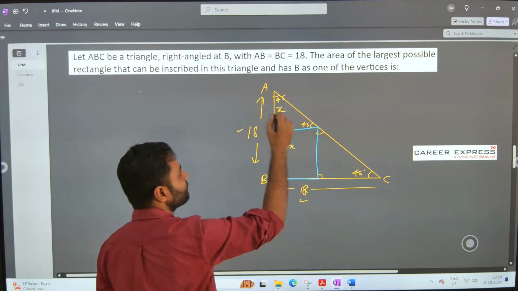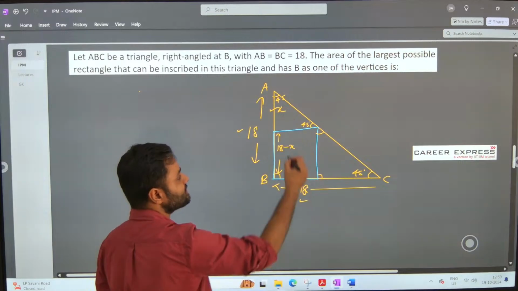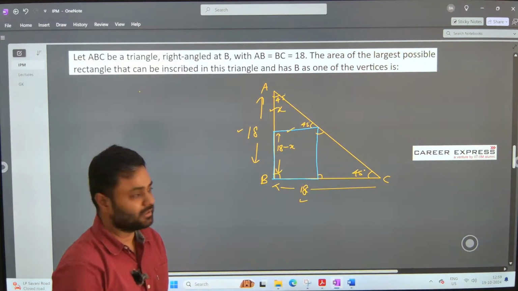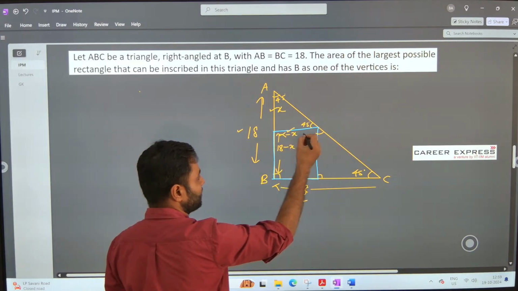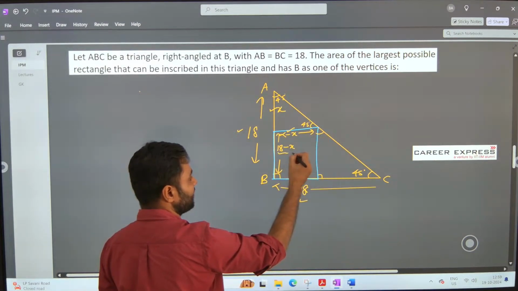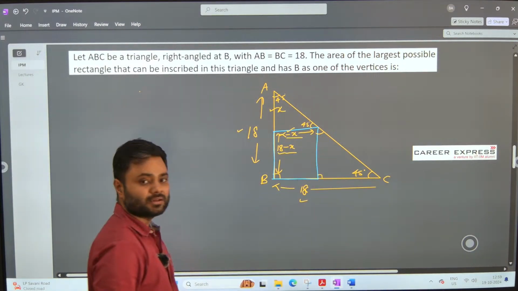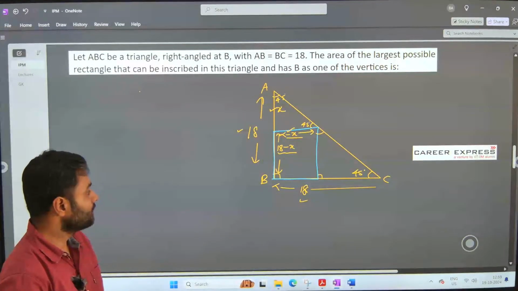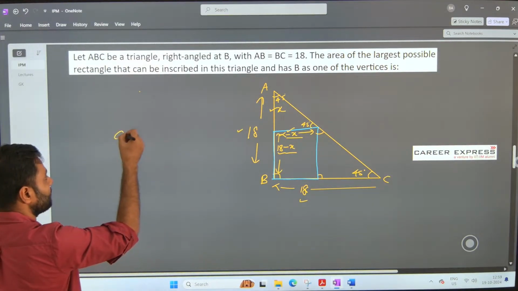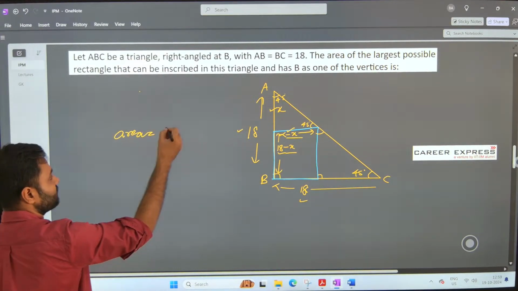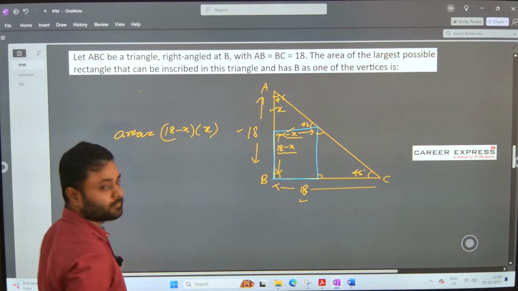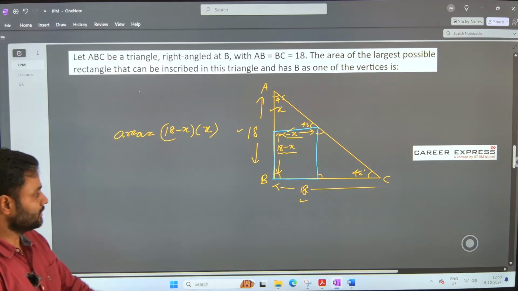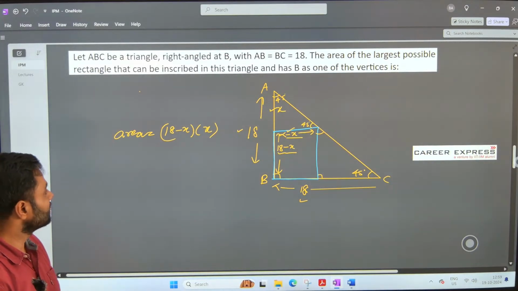So the point is, if we have assumed this length is x, this length is also x by default. So the other side of the rectangle becomes x. One side is 18 minus x and the other side is x. Right? So the area of this rectangle will be 18 minus x times x. So I hope till here everything is clear. There is no doubt till this point.